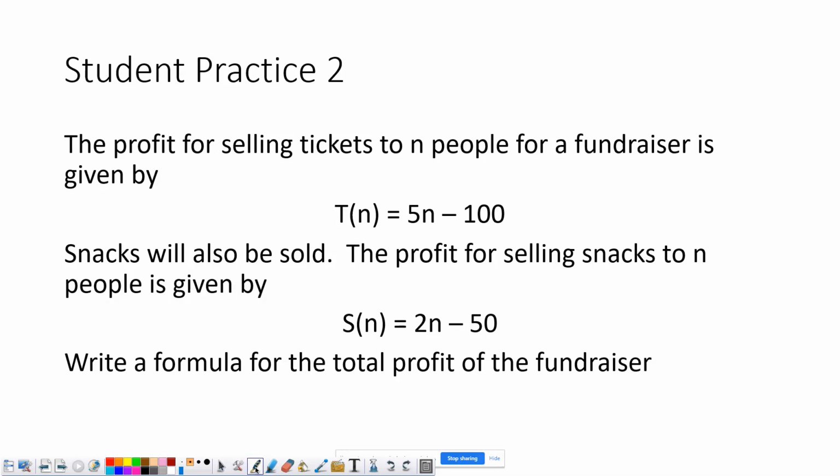The profit for selling tickets to N people for a fundraiser is given by this. So my first question to you would be this, what does N represent? People. And what does T of N represent? It's the profit. So what's going on here is that we're selling tickets to people. And over time, the more people that come in, the greater my profit is, right? Obviously, if more people are buying tickets, the more money you're making.